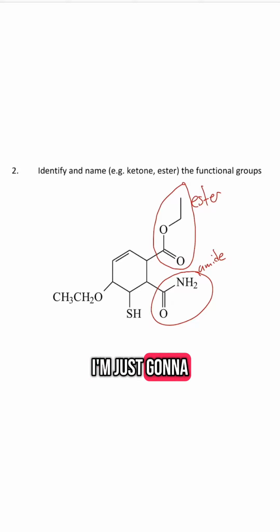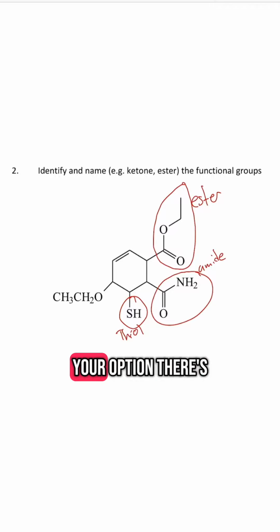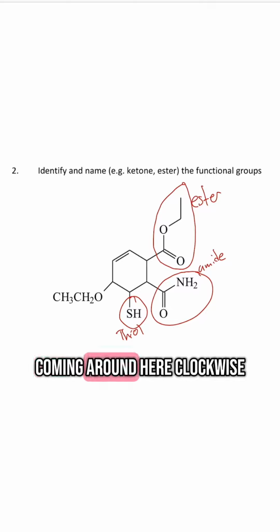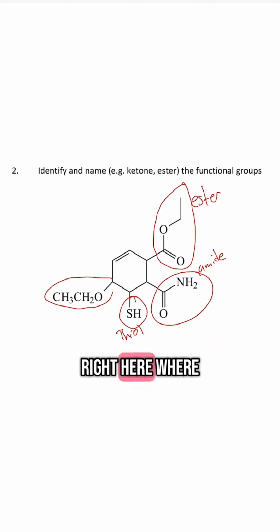Next on, I'm just going to keep going around the board here. We have this SH here, the sulfur and the hydrogen. That is what's known as a thiol. And you can think of it kind of like an alcohol, but instead of the oxygen, there's the sulfur. And then just coming around here clockwise, we have this right here, where we have our oxygen, and then it's bound to a carbon and another carbon. So that is our ether.